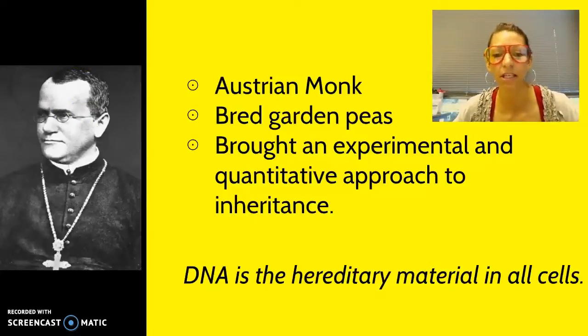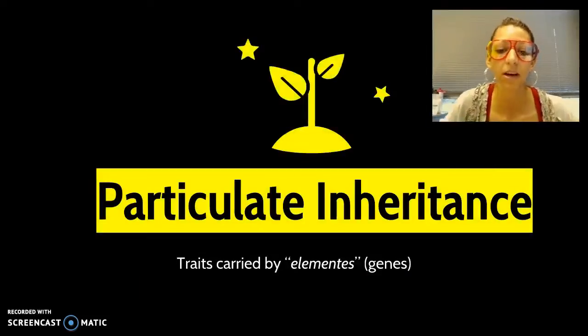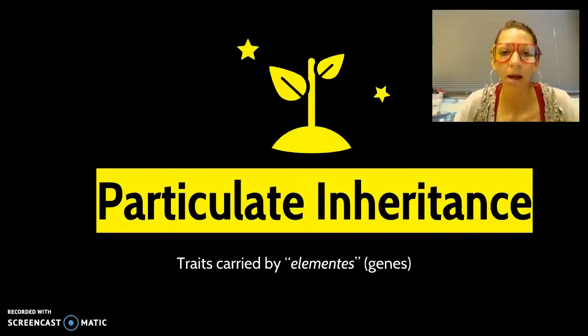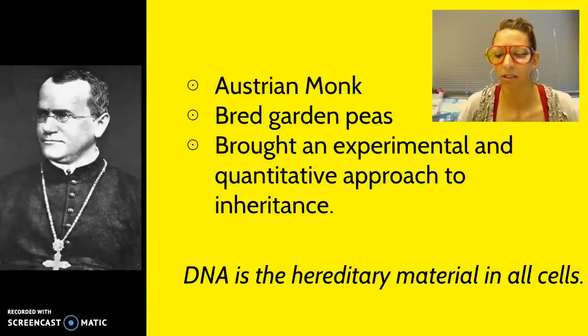And we later found out that DNA is the hereditary material in all cells. Mendel called it something different. He called it elements, or elementen, which we now know as genes. And he studied what he called particulate inheritance to find out that these traits are carried by something within the organism. And later on, we found out that it was DNA.